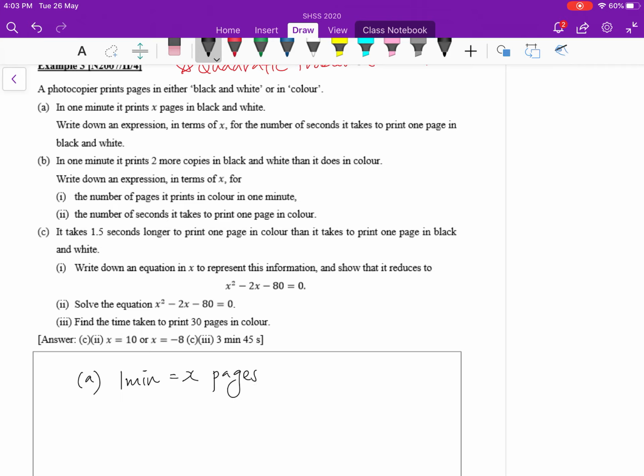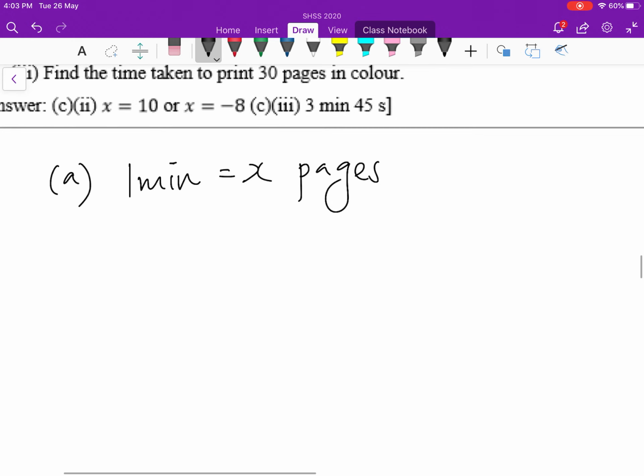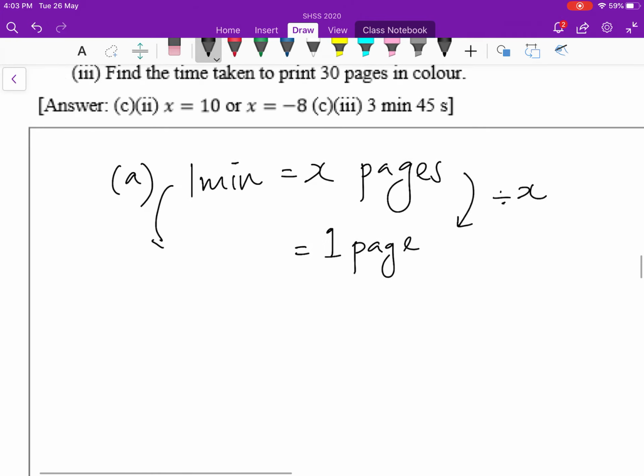Write down an expression for the number of seconds it takes to print 1 page in black and white. I want 1 page in black and white, just 1 page. How do I get 1 page? Very simple. From X pages, how do I get to 1 page? I just divide by X. If I divide by X here, I also need to divide by X.